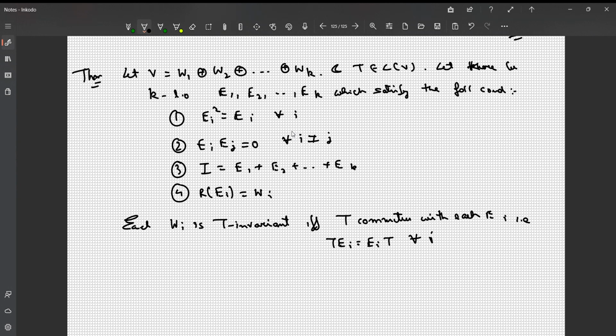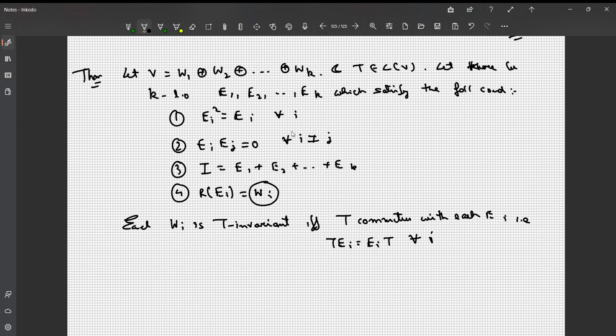Okay. I know such a decomposition exists. We had proved in the previous lecture that provided you have certain linear operators such that conditions 1, 2, 3 hold, then you can consider these subspaces Wi's, which are the ranges of each of these Ei's, giving a direct sum decomposition. So necessarily such a decomposition exists. We want to say that, given such a decomposition with respect to each of these projection operators, each of these Wi's is T invariant if and only if T commutes with each Ei.